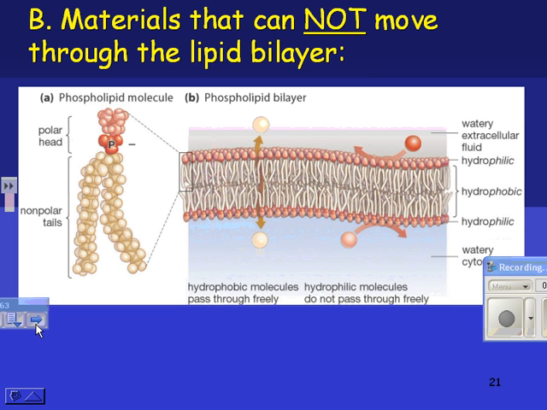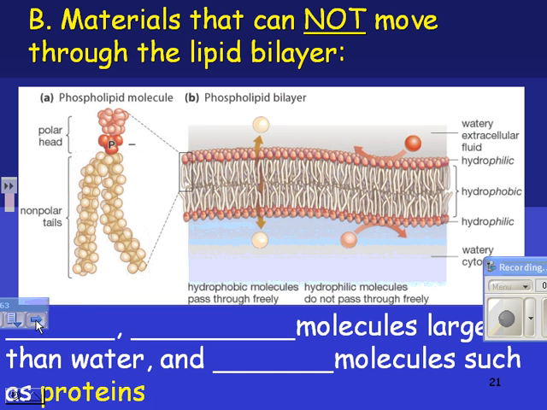Materials that cannot move through the lipid bilayer are anything that's big enough or charged enough, so anything that does not mix with lipid. Ions, like sodium, would not go through. That charged thing is crazy polar, super duper polar, super duper hydrophilic, so oil would tend to shun that.